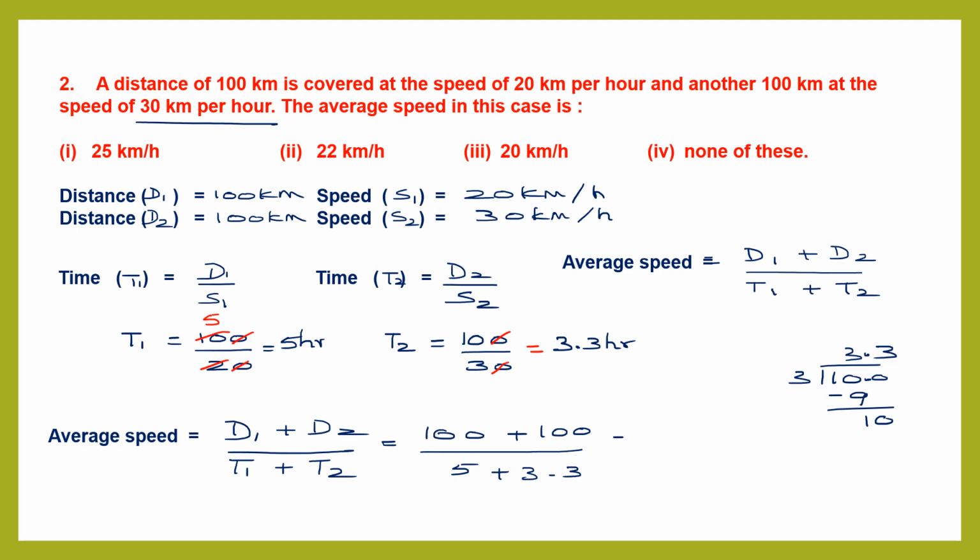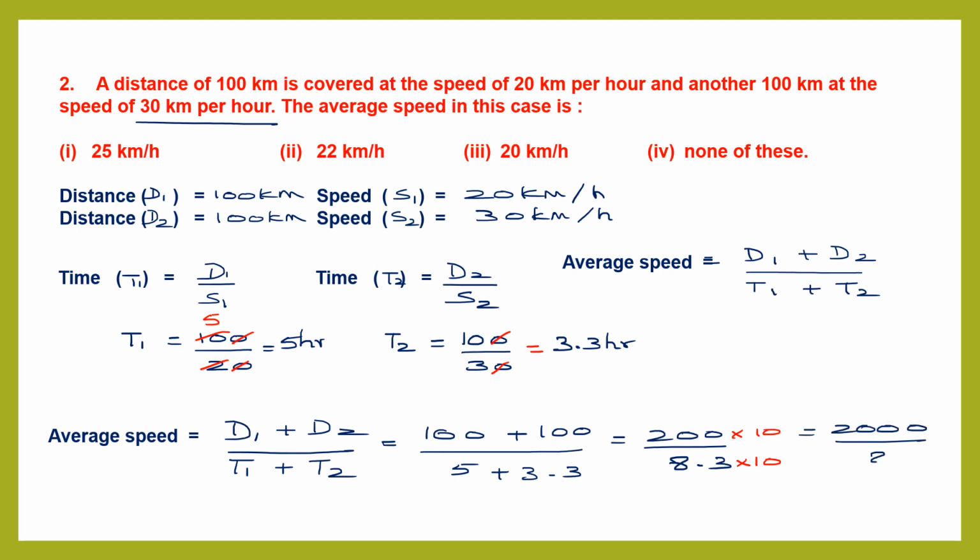So this will be 200 divided by 8.3. Now we know how to do a division with a decimal number as the divisor. We have to make this a whole number. That means we multiply this by 10, so it becomes 83. Multiply this also by 10. So here we have 2000 divided by 83. Now we have to divide this and see 2000 divided by 83.